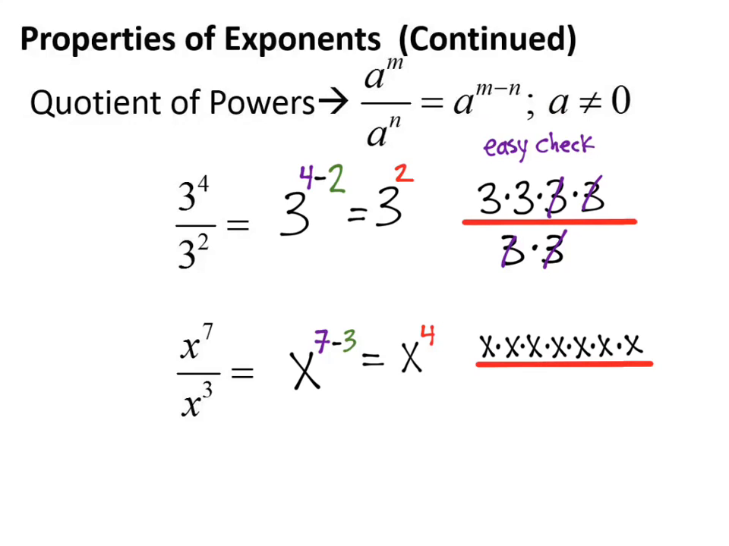I could do the exact same thing down here. I have x to the 7th, which is 7 x's, and I have x to the 3rd, and the same number divided by the same number equals 1. So I cross off those, and I am left with 1, 2, 3, 4 x's. x to the 4th. So you don't have to do this check, but it's a good way to say, where am I going wrong? What can I do to fix it? And it should help you be able to work through that.